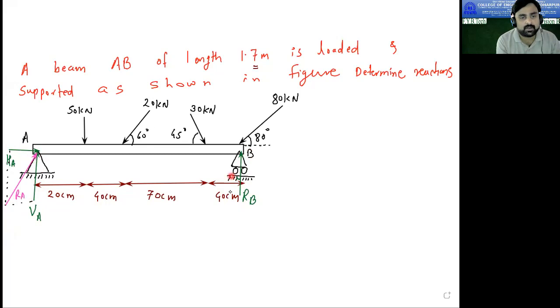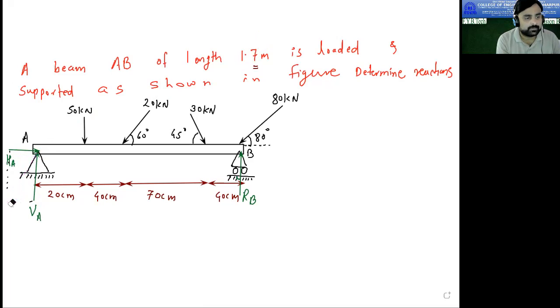Here in the case of RB, you can see there is only one vertical reaction. There is no horizontal reaction. So you can call this reaction directly RB. But whenever a hinge support or fixed support is there, you will get two reactions, one vertical and another horizontal. So the resultant of these two reactions, HA and VA, is known as RA. Understood?